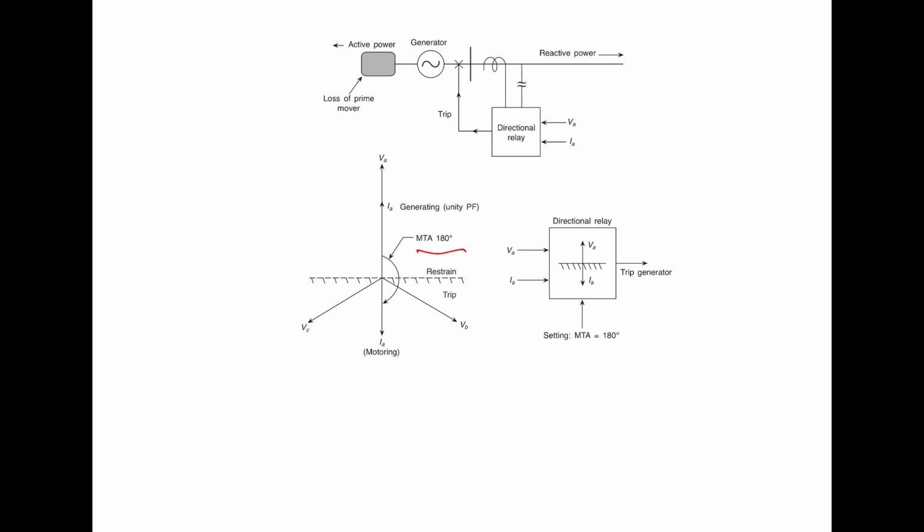And one more thing we have to take into consideration: the magnitude of the reverse current phasor is quite small, because it is taking a very small amount of active power, that is real power, which is just enough to meet the losses and drive the turbine. So the directional relay for detecting the loss of the prime mover needs to have a high degree of sensitivity compared to the directional relay which is used for overcurrent protection.